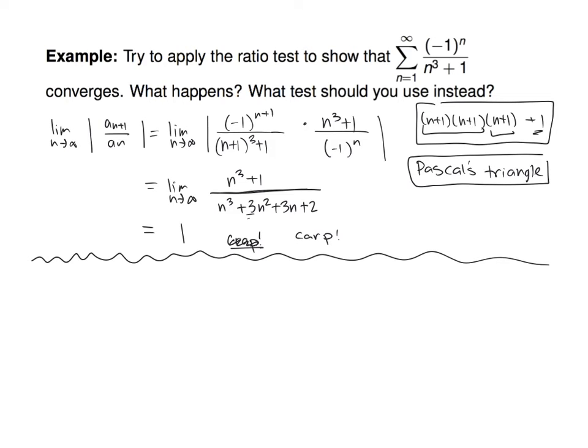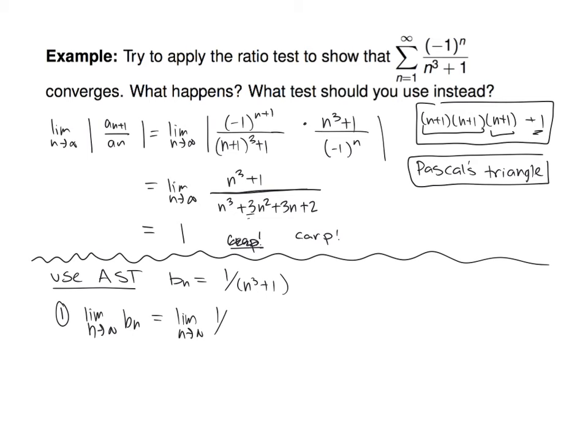Okay, so what test should you use instead? We already said that you should use the alternating series test. And in that case, your B sub n would be equal to 1 over n cubed plus 1. The first thing you check is the limit as n goes to infinity of Bn. And that limit is pretty obviously 0.